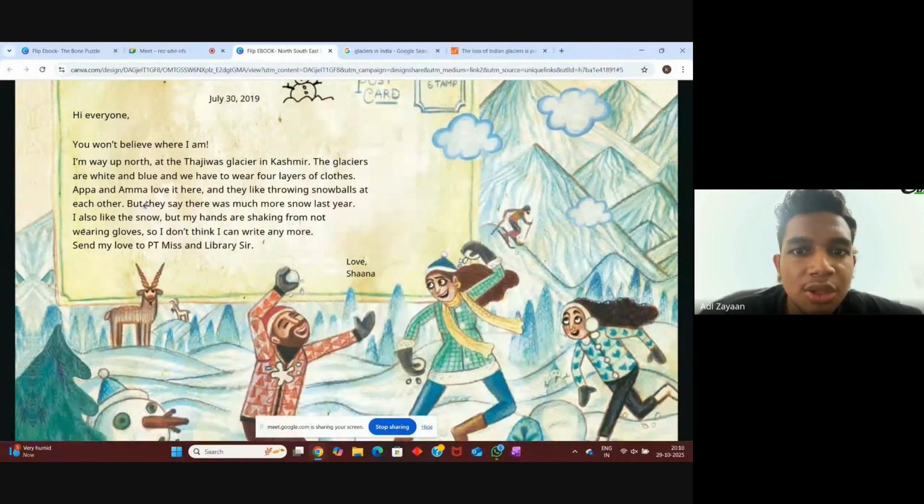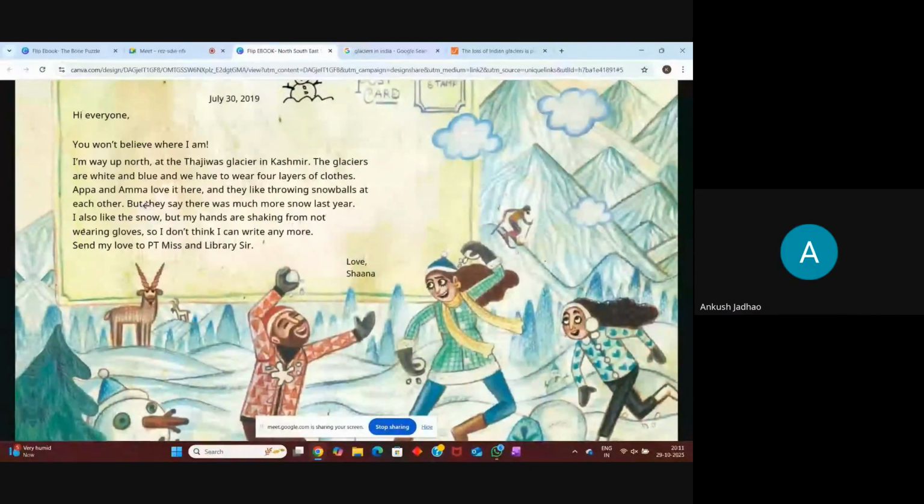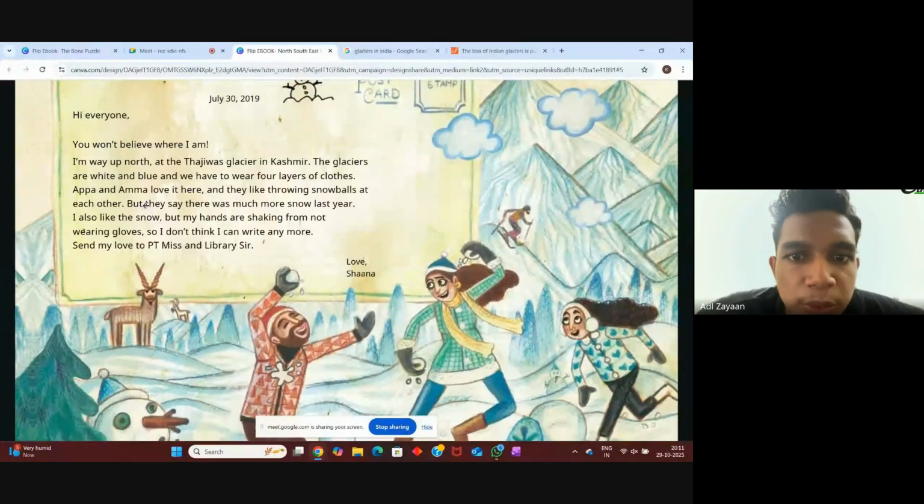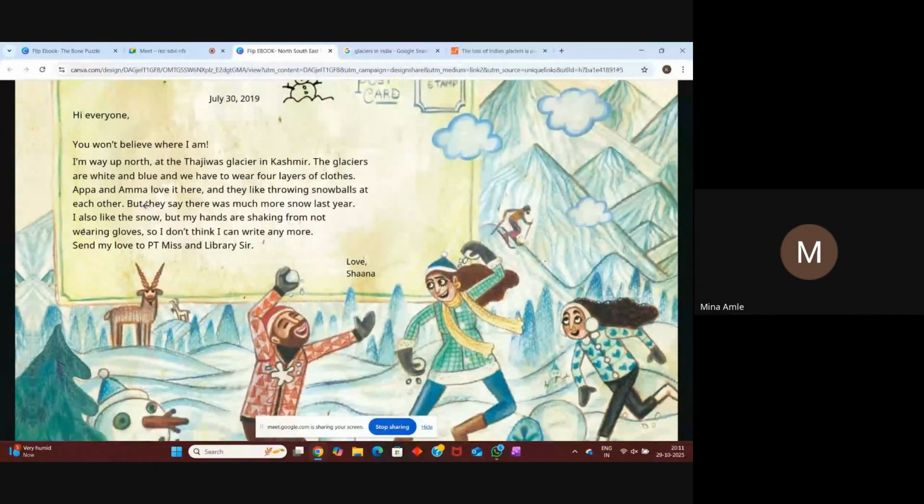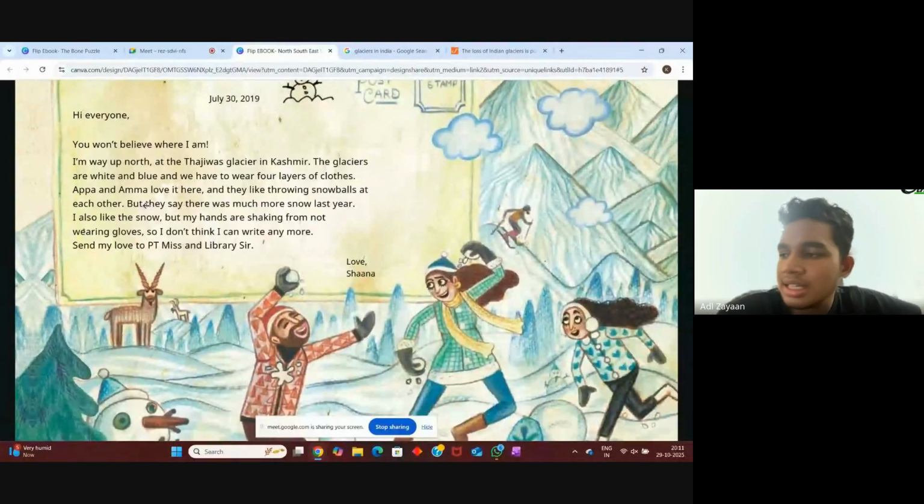Amma loves it here, and they like throwing snowballs at each other. So they are making snowballs, throwing them at each other and enjoying the moment. But they say there was much more snow last year. This year the amount of snow has reduced. I also like the snow, but my hands are shaking from not wearing gloves. Shana forgot to wear gloves, so her hands were shaking. So I don't think I can write anymore. Send my love to PT Miss and Library sir.